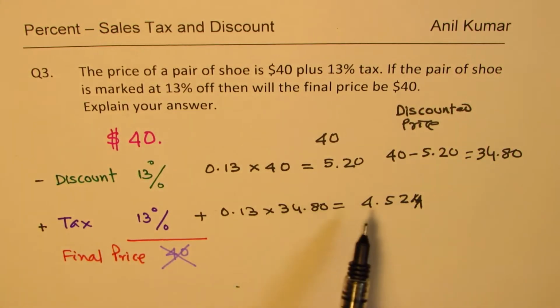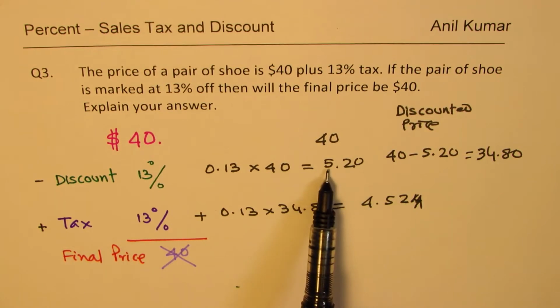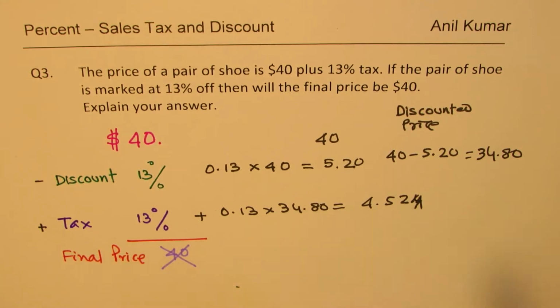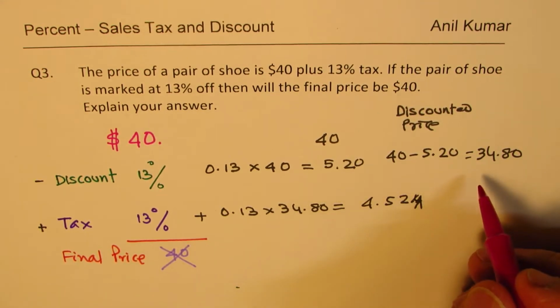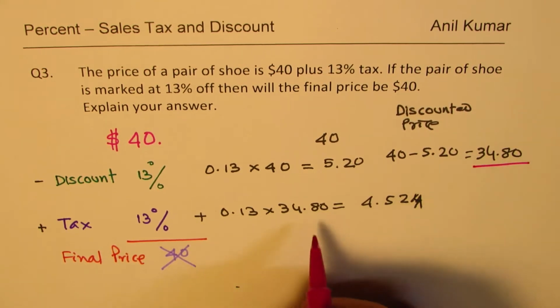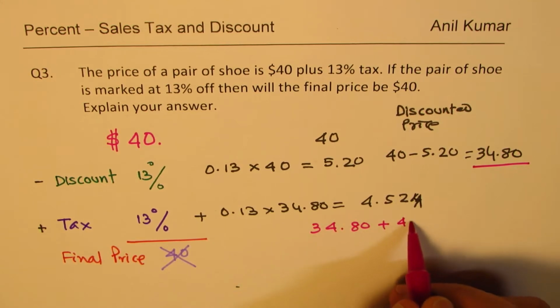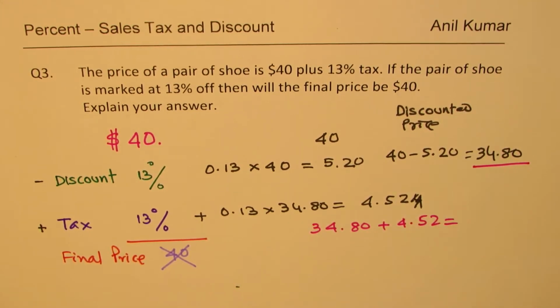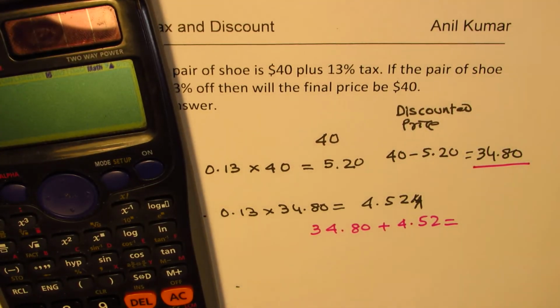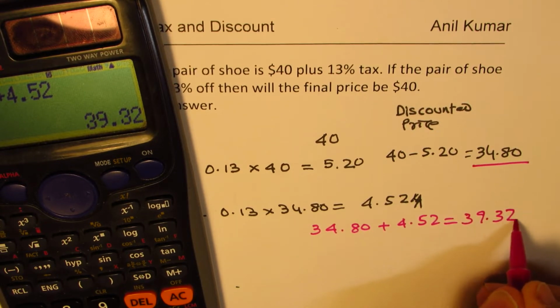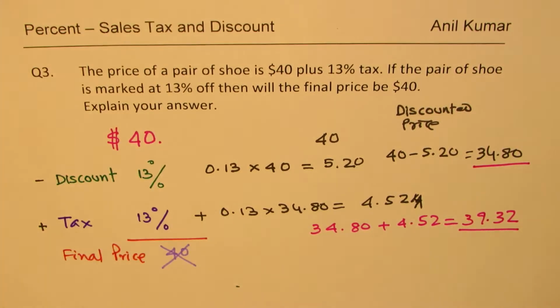So you can clearly see 4.52 is much less than 5.20. So that becomes your tax. So the amount to be paid will be how much? After the discount, we have 34.80, and we'll be adding the tax of 4.52. So 34.8 plus 4.52 is equal to, in decimals, 39.32, not 40. Less than that.